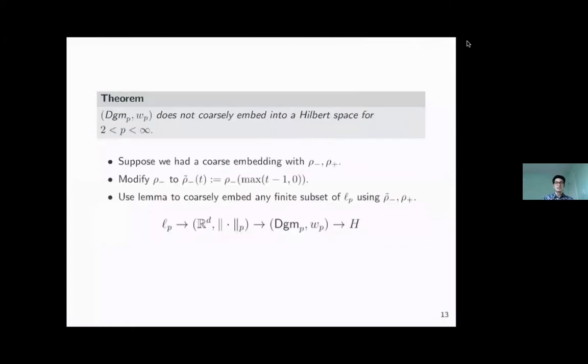So now we have all the ingredients. I just want to give you a sketch of the idea. So we're going to prove this non-existence of a coarse embedding when P is strictly larger than 2. So suppose you did have a coarse embedding for a diagram space with P greater than 2 Wasserstein distance, then you would have some distortion functions. You could take your lower distortion function and just push it down by some positive amount. That positive amount of wiggle room that you introduce when you modify rho minus to this rho minus tilde gives you some positive amount by which you can approximate any finite subset of LP into some sufficiently high dimensional Euclidean space.